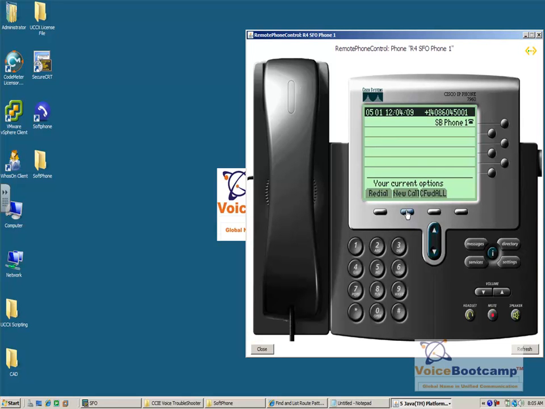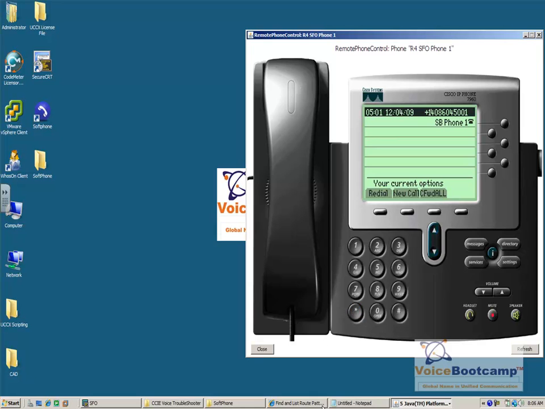If I press new call, I get a dial tone and I press 980. As you can see, it's giving me an error message without even completing the dialing of the full number, saying your call cannot be completed. Whenever you have issues like that, it is more likely an issue with the calling search space and partitions.